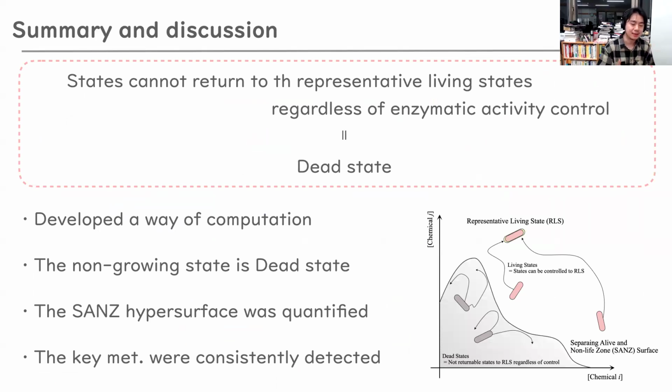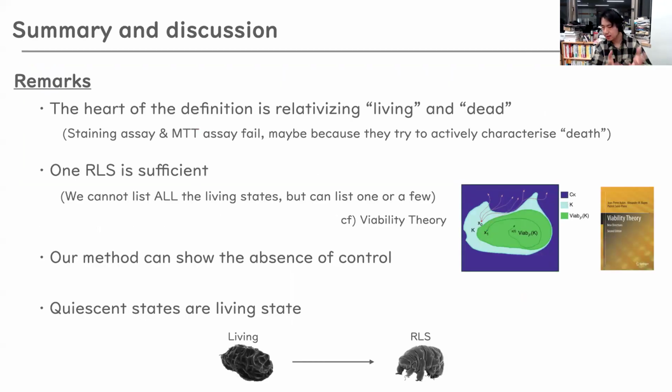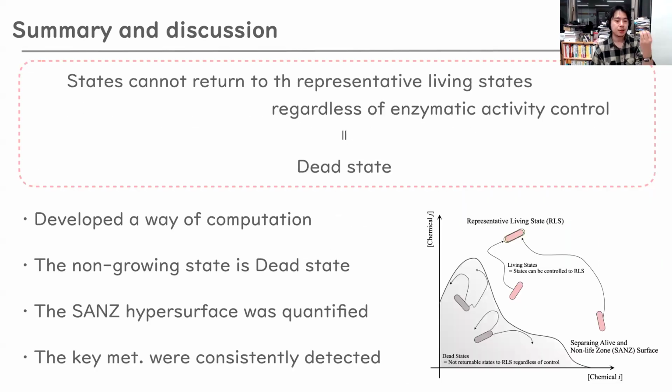So basically, this is it. Our proposal is to define death as the loss of controllability of the representative living state. I didn't explain in detail about the representative living state, but I don't know whether you know that there is a controllability field called viability theory. In viability theory, you are required to first draw the boundary of the living state and the non-living state by yourself. So basically, you are required to list all the living states. Then viability theory tells you which type of control prevents your system from going outside of the living region. But in our approach, you are required to list only a single or a few representative states of living that you can say for sure, okay, this state is living.